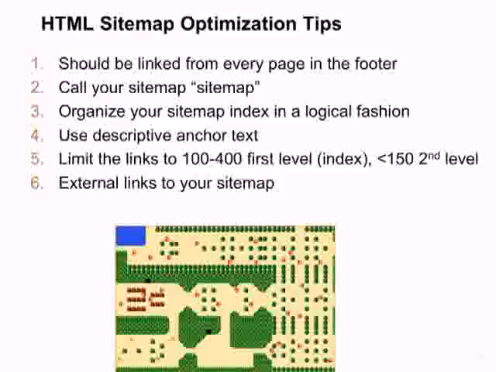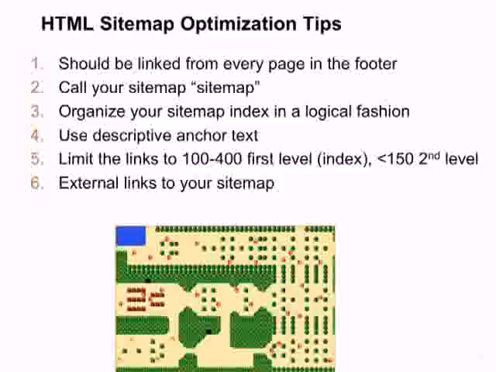Limit the links to 100 to 400 links for the first level for the index page sitemap and less than 150 for the second level. These are pretty good rules of thumb. I wouldn't say they're written in stone, but these are pretty good rules of thumb as far as how many links on a page the spiders will actually index. 100 to 400 is a good range if you're in that 1,000 to 10,000 page type website. If you have a smaller website than this, obviously you're going to have different numbers there.